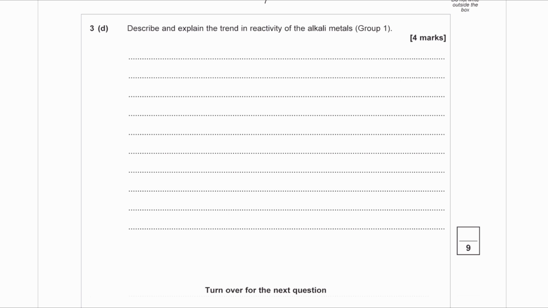Let's carry on. It says in 3D, describe and explain the trend in reactivity of the alkali metals in group 1. Alright, now when it says describe and explain, obviously first we have to describe. So what is the trend of reactivity down the alkali metals? So reactivity increases down the group. Alright, lithium is at the top of the group, and then sodium, and then potassium, but we know that potassium is highest on the reactivity series. Alright, so now we need to explain this.